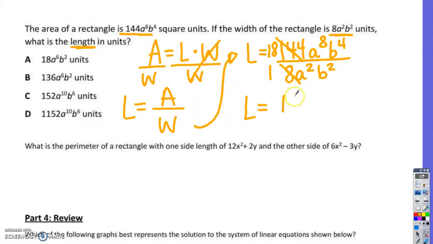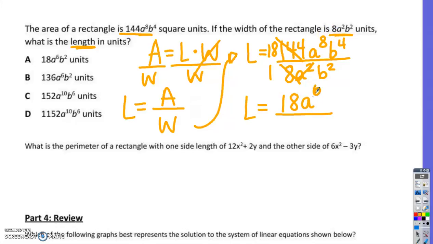Remember, we're going to be doing like bases. So right here, let's look at our a's. So I have 8 up here and 2 of them on the bottom. Remember that the quotient rule tells us when we're dividing things by the same base, we need to subtract their exponents. So I'm going to take these 2 up here and subtract them from your 8. We're going to be left with a to the 6th power.